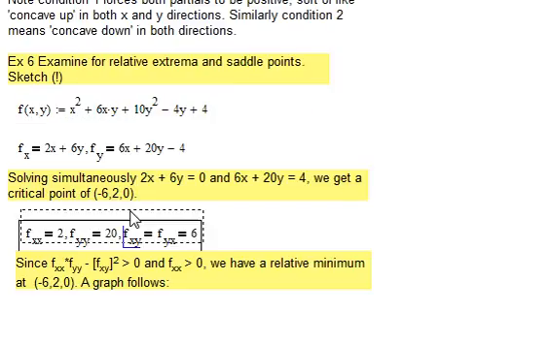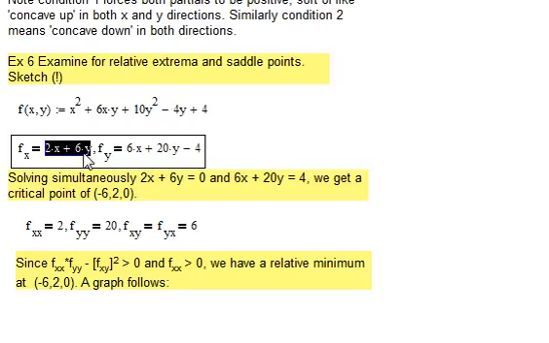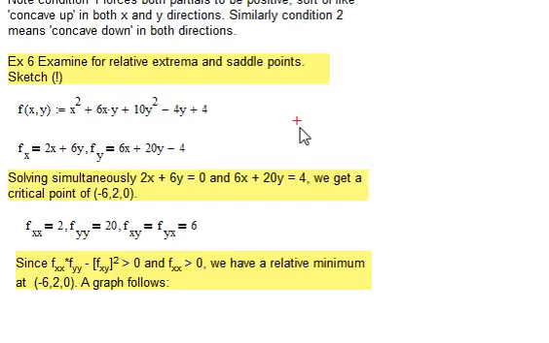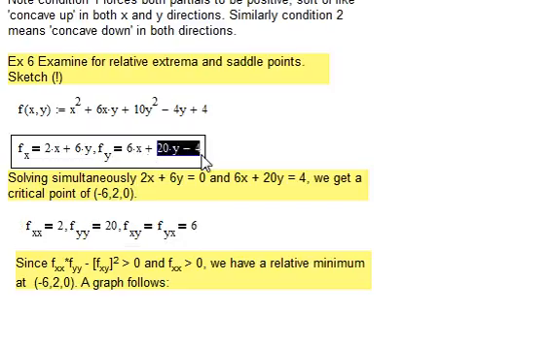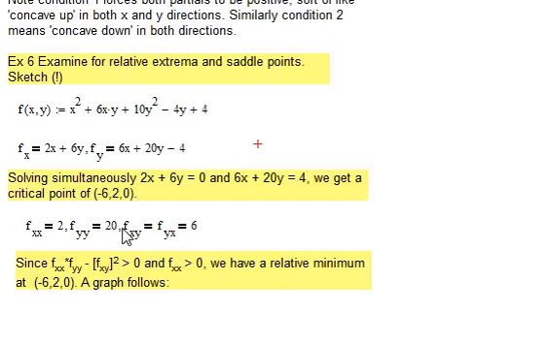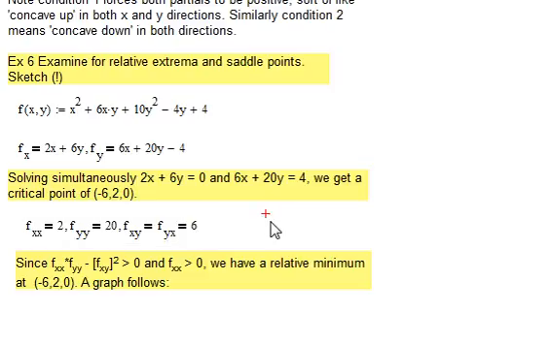So now the second partials are actually pretty easy to do. The partial of this with respect to x is just 2, because 6y is a constant. The second partial with respect to y, taking the partial of the first partial with respect to y, is just 20. And the mixed partial, either by doing the partial with respect to y of this, we get 6, or the partial with respect to x of this, we get 6. So that partial is 6.